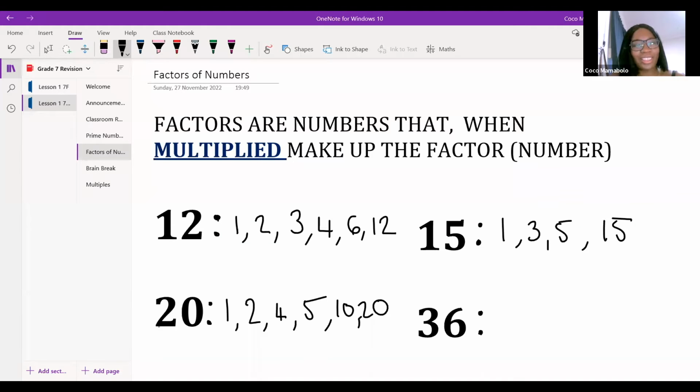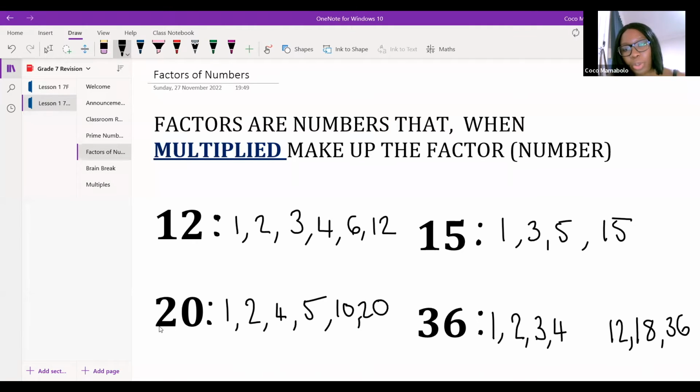All right, let's look at these. So I've got 1 times 36. That's going to give me 36. And then I've got 2 times what, guys? 2 times what is going to give me 36? There we go, Bulela. 2 times 18. Well done. 2 times 18. And then I'm going to get 3 times 12. And then I'm going to get 4 times 9. And then there's one right in the middle sitting all by itself.